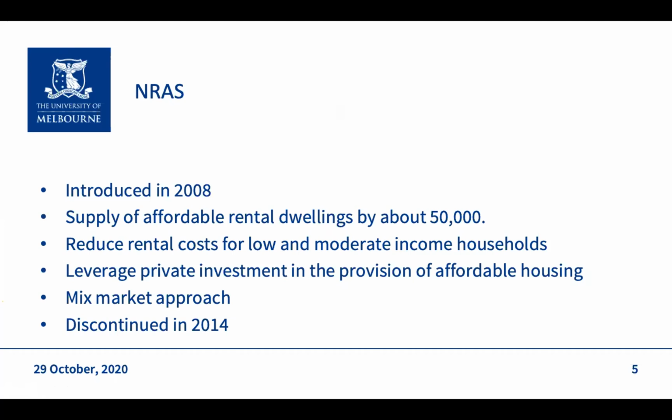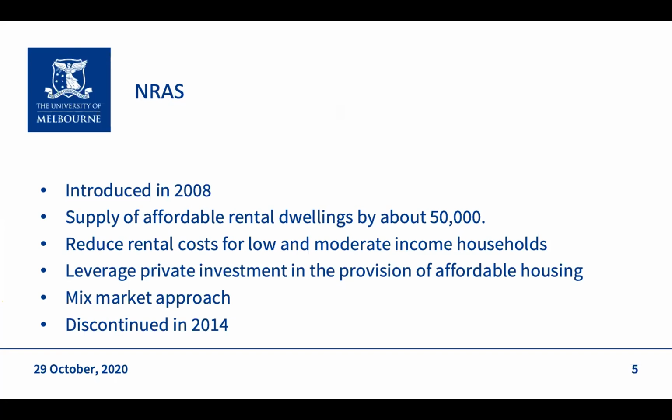The original program was to supply about 50,000 affordable rental housing units. It was a supply side intervention wherein new rental stock was to be added to the market. The other important aspect of this was to reduce the rental cost for low and moderate income households by providing subsidized rent. The rent that could be charged on these dwelling units to be part of the program was to be 20% lower than the median rent in the suburb where they were built.